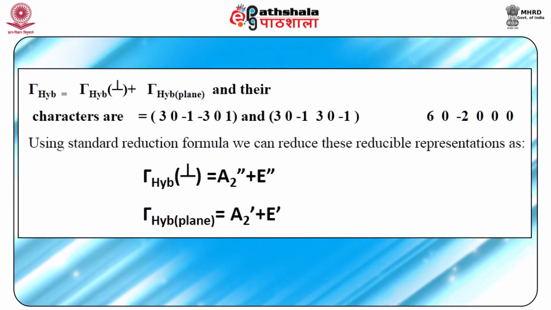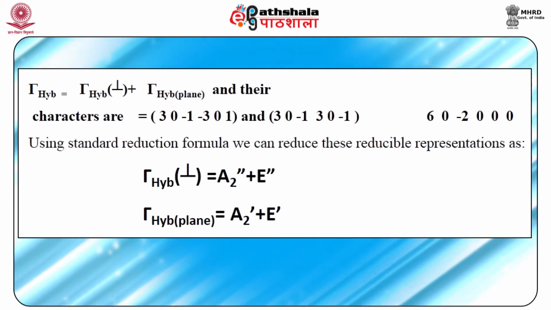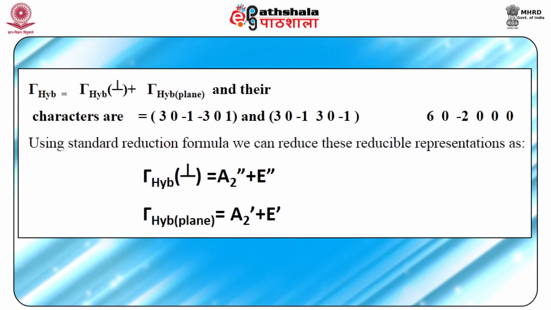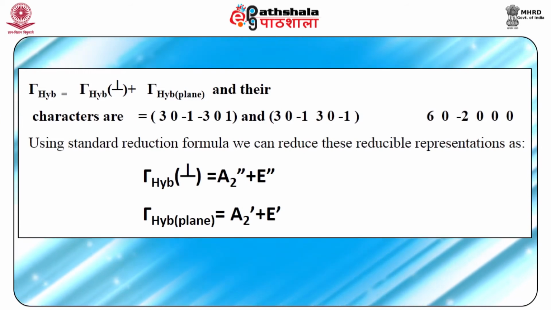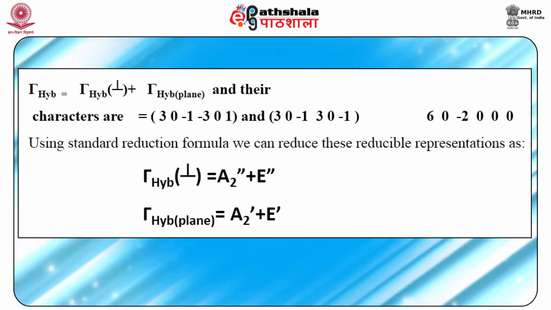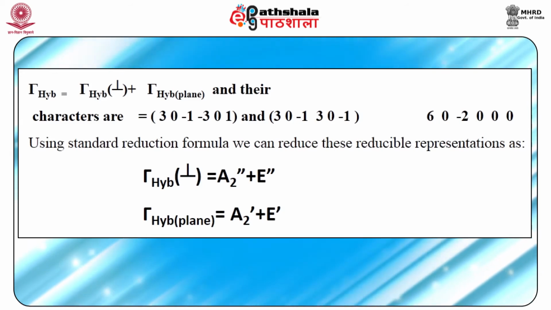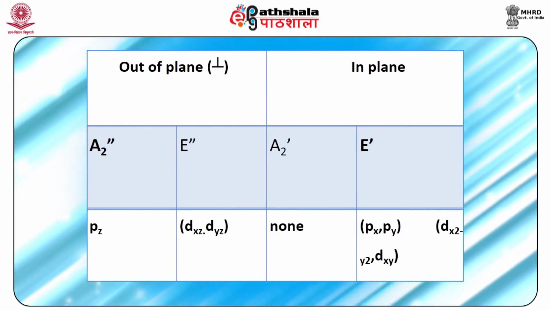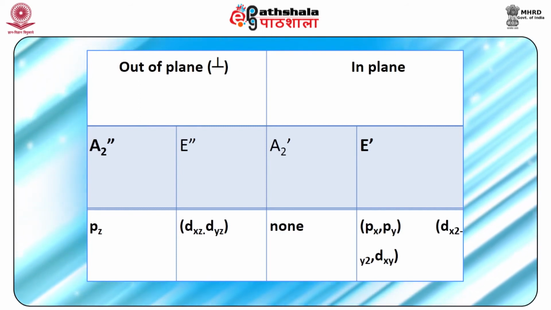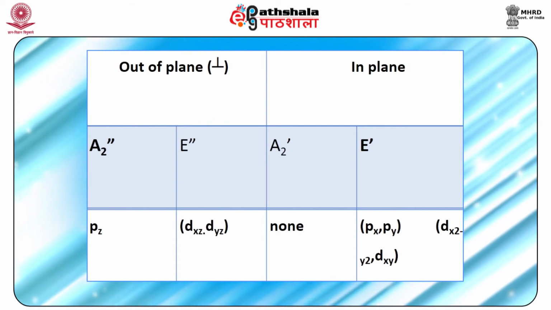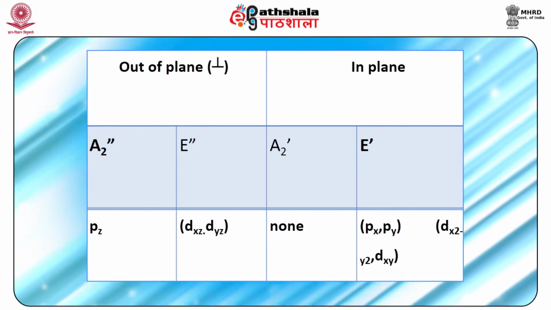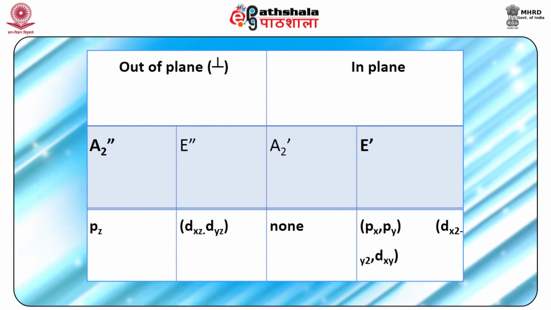I will take them separately. Tau hybrid perpendicular is equal to A2 double dash plus E double dash. Tau planar is A2 single dash plus E dash. Now what do I have to do? I have to find out the symmetries of the atomic orbitals on boron corresponding to these irreducible representations in the D3h character table, and the results are summarized as shown in the table.